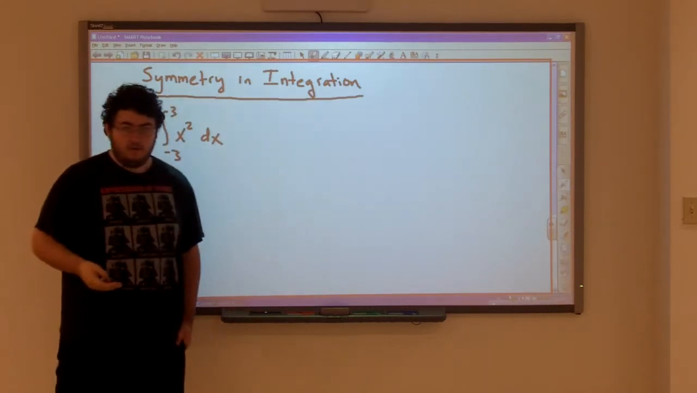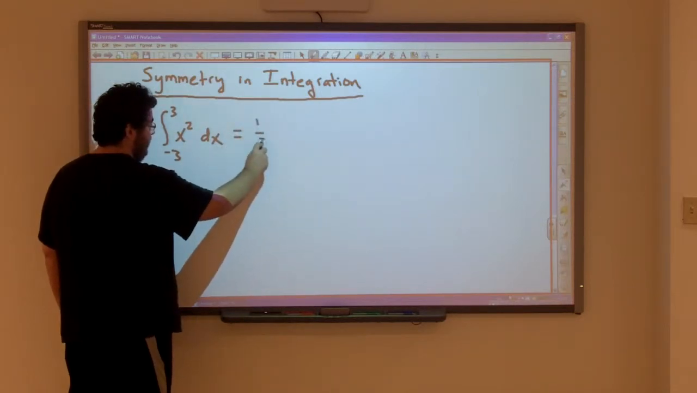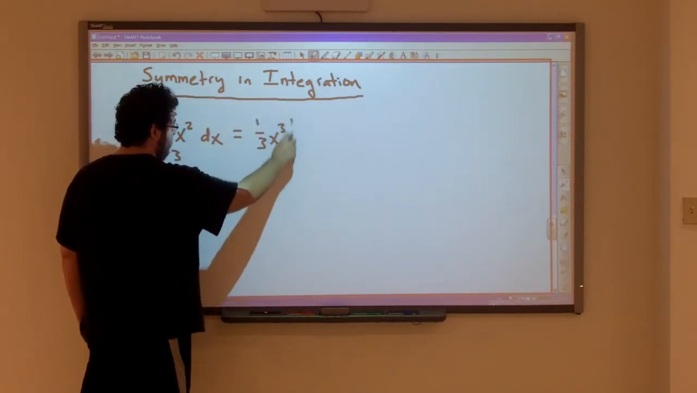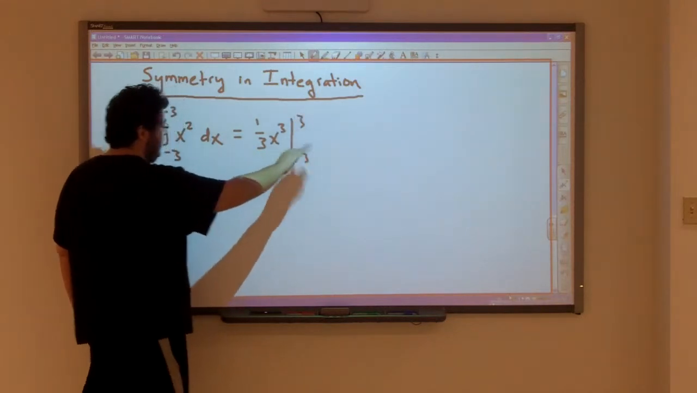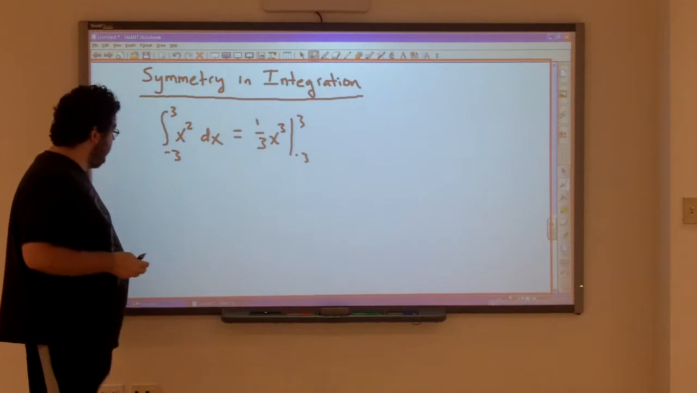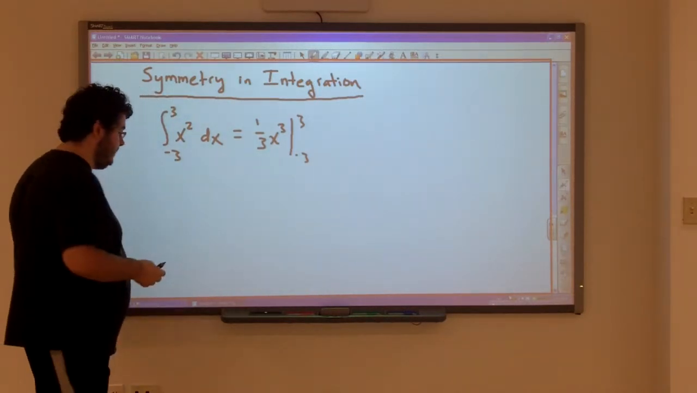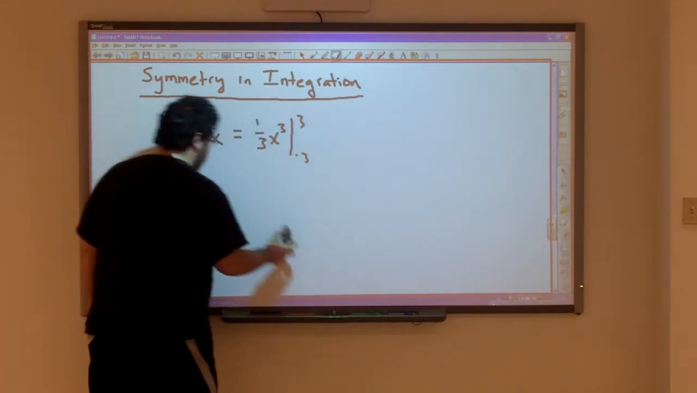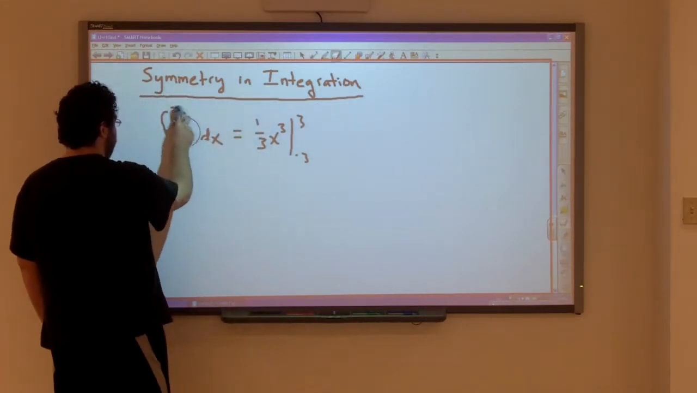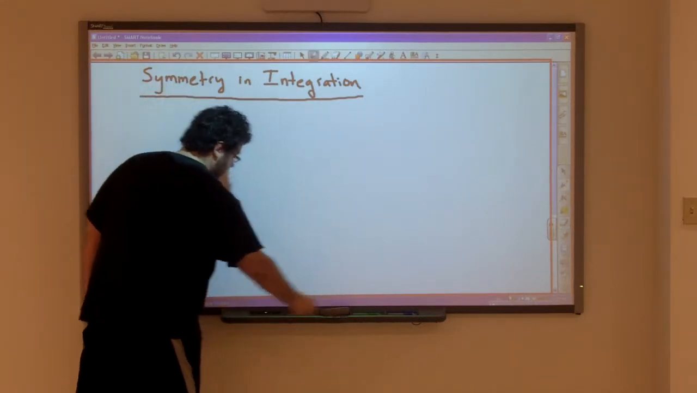Up till now, what you would have done is use the fundamental theorem to say that this is 1/3 x cubed from -3 to 3, and then plug in all of the numbers after that. But we can use what we know about algebra and functions to simplify our lives quite a bit. If you remember, back in the days of algebra, you talked about things called even functions and odd functions.